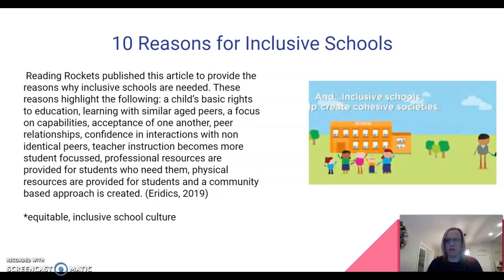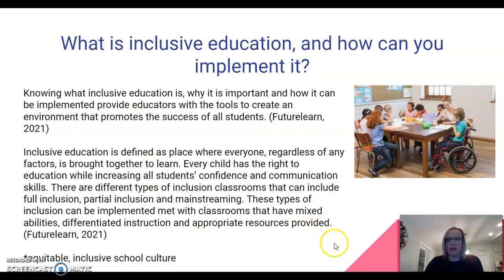Teacher instruction becoming more student-focused, the professional resources needed to accomplish these things, and then the physical resources that must also be included to create an inclusive school. The next article was what is inclusive education and how you can implement it. So this just kind of defines what inclusive education looks like.